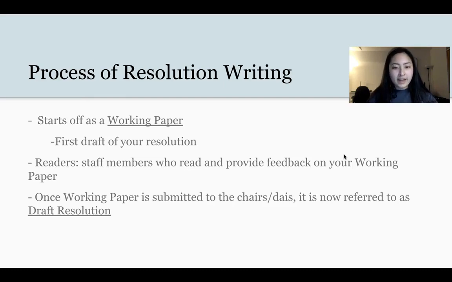Readers are basically staff members that will give you certain feedback, like expand on this operative clause. It would be nice if you elaborated on this, and just give you overall feedback on your working paper. Some schools will just leave comments on your working papers on what to fix, and other schools will also have the readers speak to the working groups privately and discuss their working paper and how to improve from there. So the chances of it being passed during voting block are more likely.